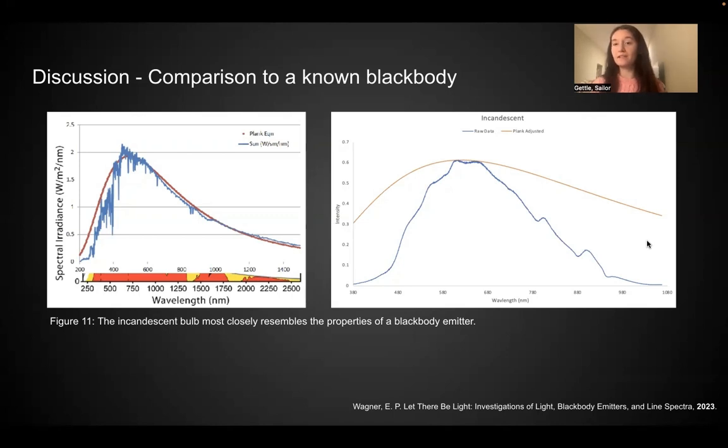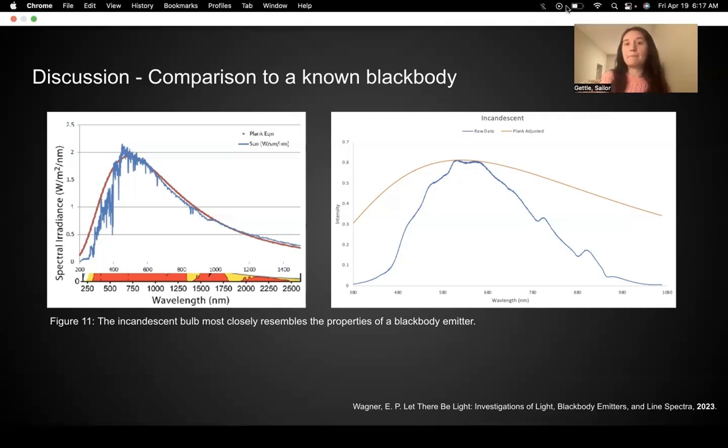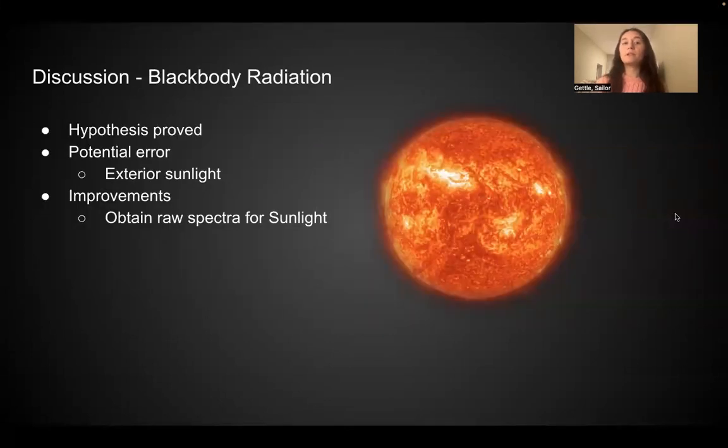Additionally, it's important to note that the Planck calculated temperatures of the LED and the incandescent bulbs were the same. However, it was evident that the incandescent bulb experienced a much larger range of wavelengths than the LED bulb, which is another characteristic of a black body emitter, that they have a very large wavelength range. In this phase of the experiment, it was proved that the incandescent bulb would be a closer approximation of a black body emitter than either the LED or the fluorescent bulbs.